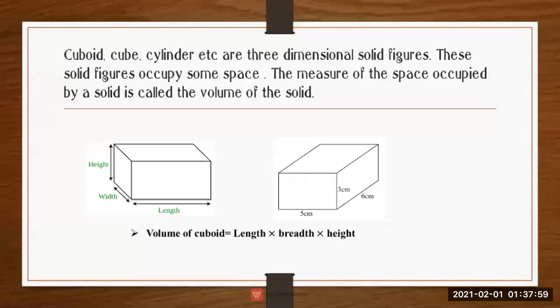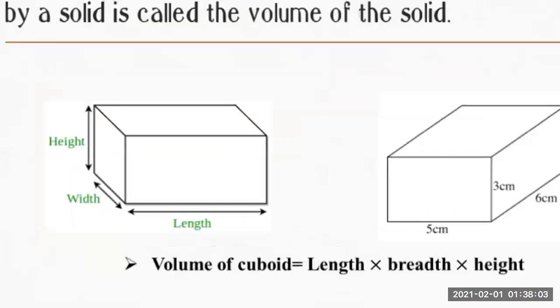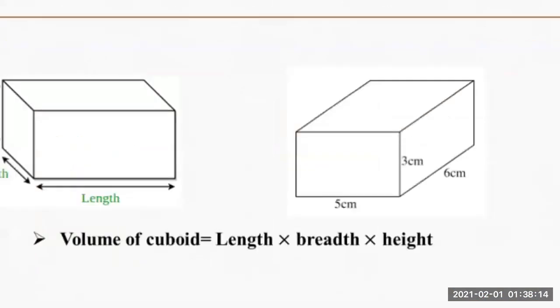Now you can see in the figure, this is a figure of a cuboid. The length is given, the breadth is given, and the height is given. See, the length is 6 centimeter. Sorry, the height is 3 centimeter and the breadth is 5 centimeter.